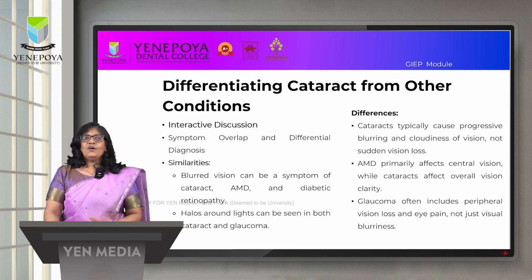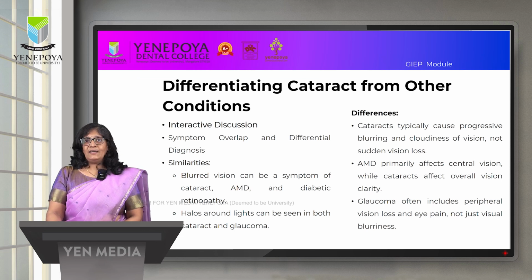Now, what we would like to discuss is how do these symptoms overlap and what's the differential diagnosis. Similarity, almost all of these conditions present with blurred vision. Second similarity, halos around the light may be present in cataract and glaucoma. What is different? Cataract is typically a progressive blurring and clouding of vision. It is not a sudden visual loss.